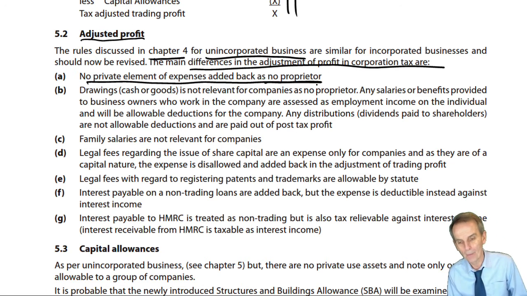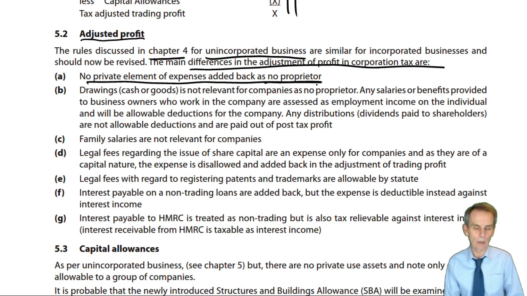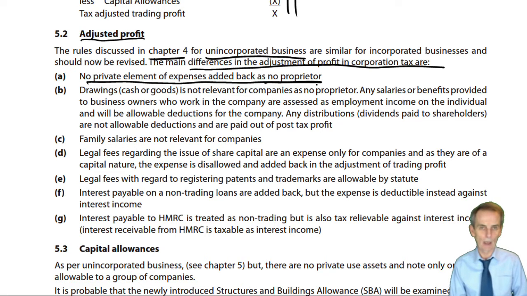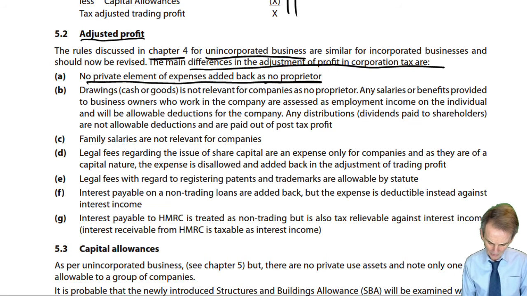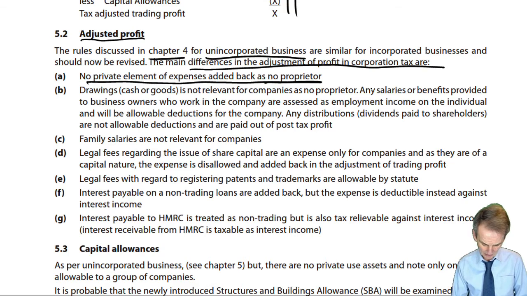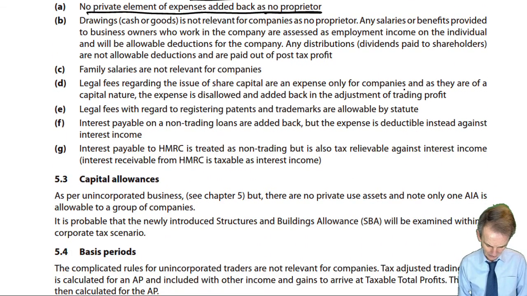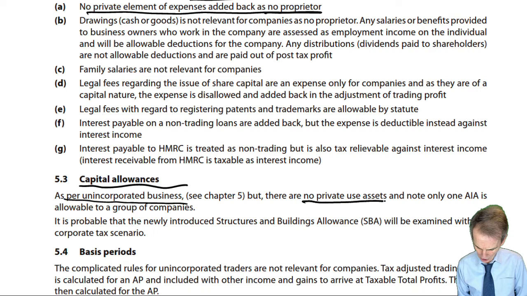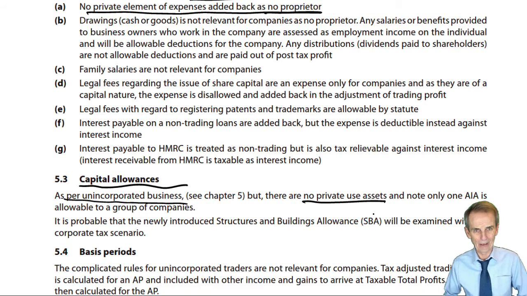If it's an owner-managed business, then they will be employees. And if they are provided with benefits as an employee, then there will be an assessment under the employment income rules that we saw back in Chapter 9. So no private use issues, and that, as we'll see in a moment, is equally applicable in terms of capital allowances. Again, basic rules as per the unincorporated business, but there are no private use assets, so there's no adjustment for private use by a proprietor.